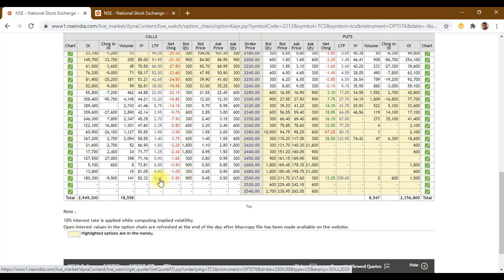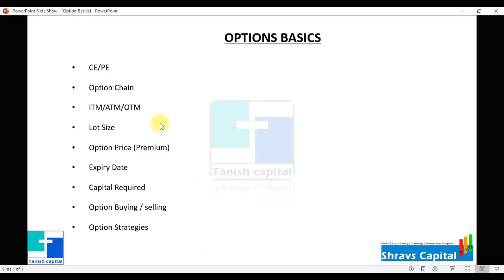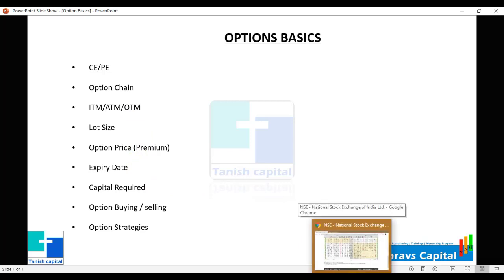Like this you can find the premium for different strike prices in this option chain. Apart from this, the option chain will have all other details also, as I mentioned in the PPT. From the option chain itself you can find the lot size. I showed you how to check the option premium, and all the other required details like open interest will also be available in the option chain, where we can primarily use it for checking the premium detail, lot size and other required details.